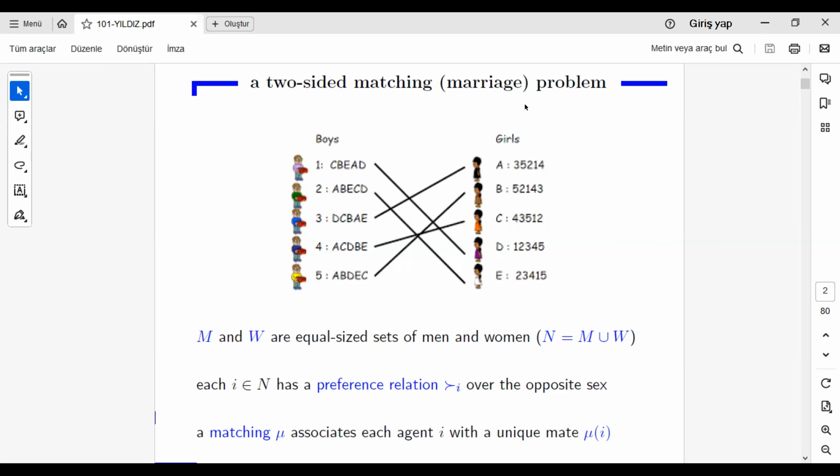Now, the input of this problem is a preference profile. Each agent has a strict ordering on agents on the opposite side. So let's refer to them as boys and girls. By the way, our work here is generalizable to a certain extent to many-to-many matchings, but I will talk purely about one-to-one matching here.